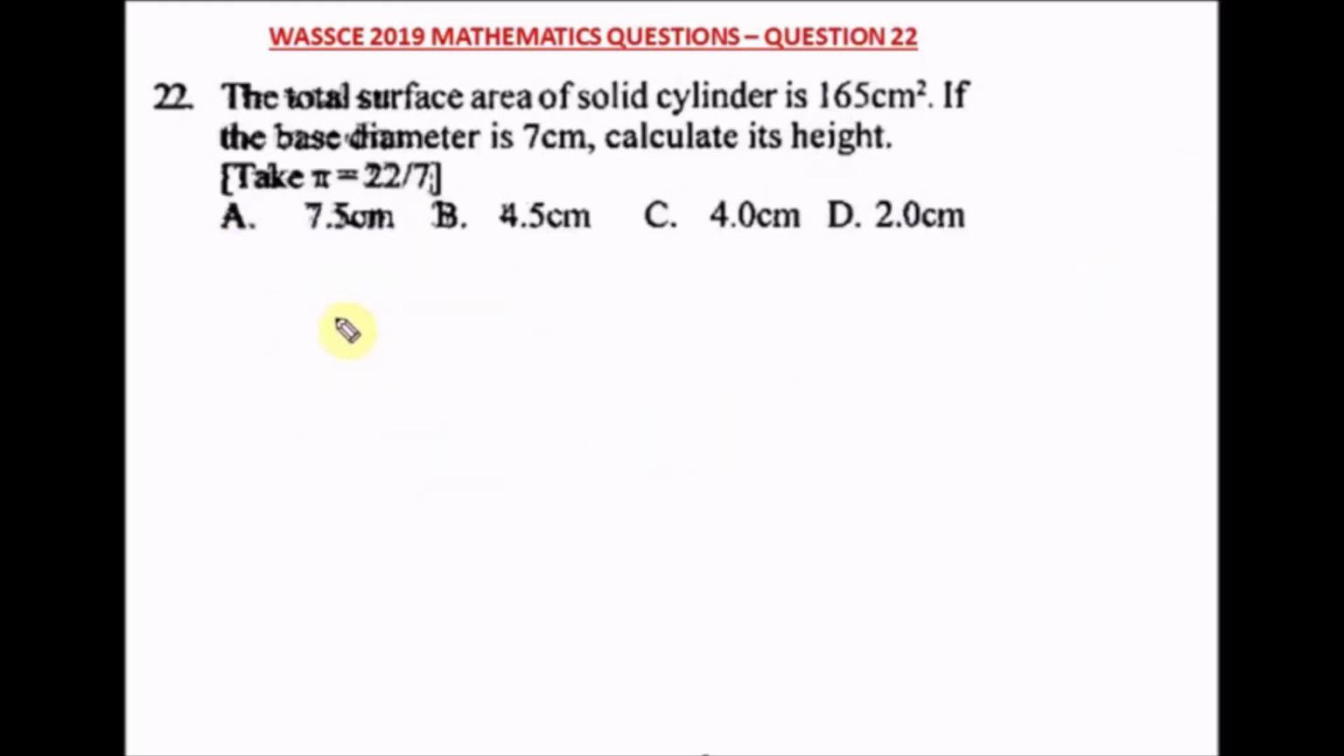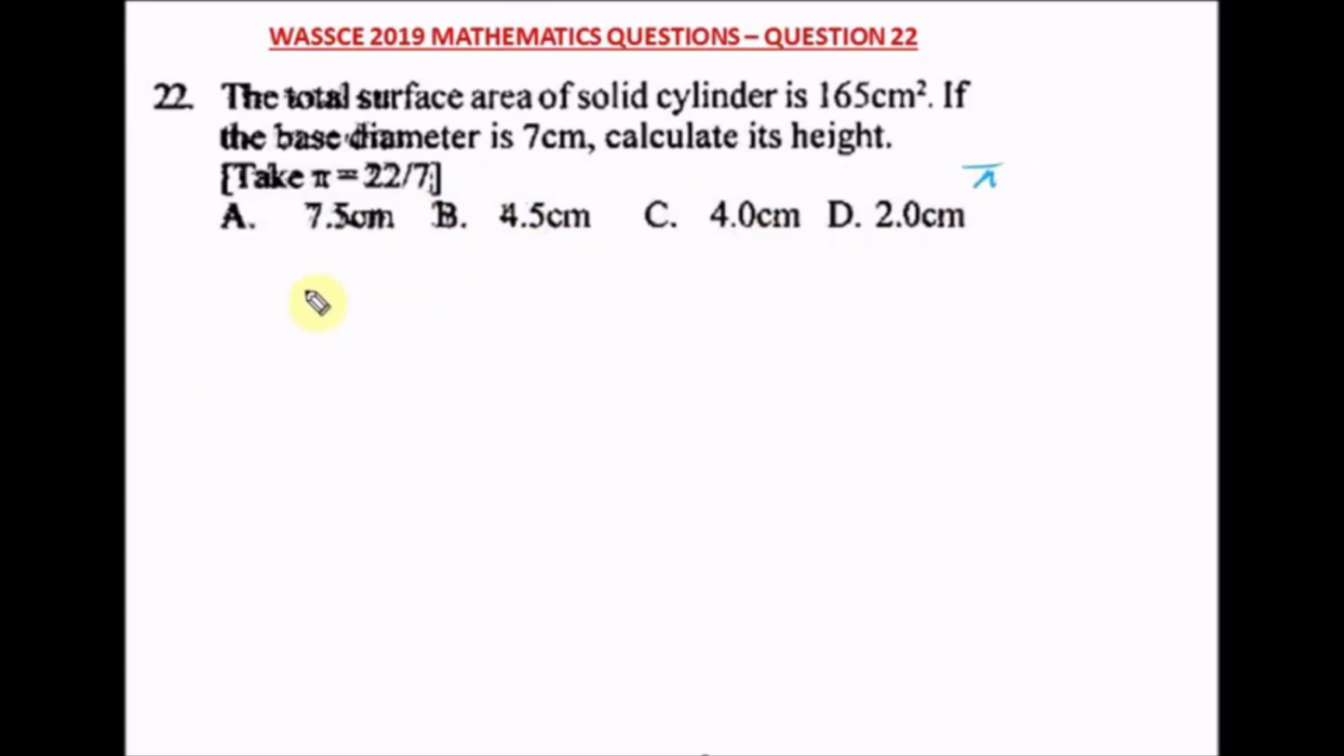Question 22 of the WAEC 2019 Mathematics Past Question. It says the total surface area of a solid cylinder is 165 cm². If the base diameter is 7 cm, calculate its height. Take pi as 22/7. Sometimes they don't give pi, so if they don't, you just leave pi like that when you're solving.